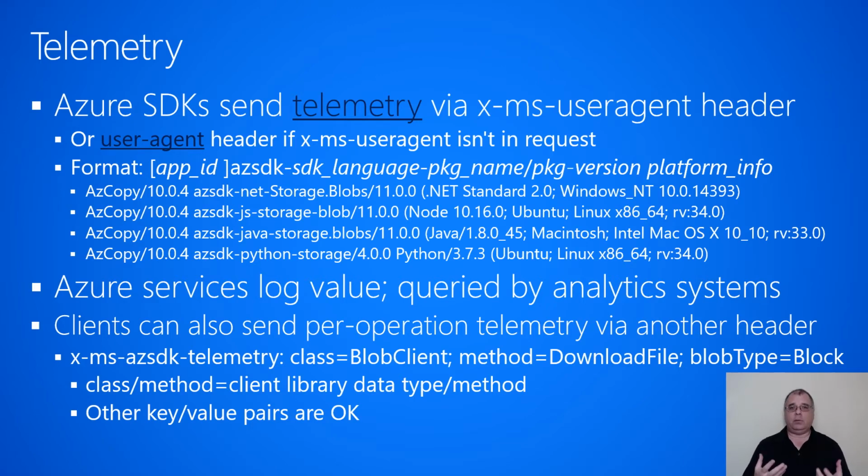And then it was using the storage blobs client library for .NET, but AZCopy could also be written in JavaScript, or in Java, or in Python, and then it would use the storage blobs package that's appropriate for that language. And then it was using version 11 of all of them, except for the Python one, which happened to be version 4. And then the platform information at the far right, like .NET Standard 2.0, running on Windows NT, 10.0.14.393.